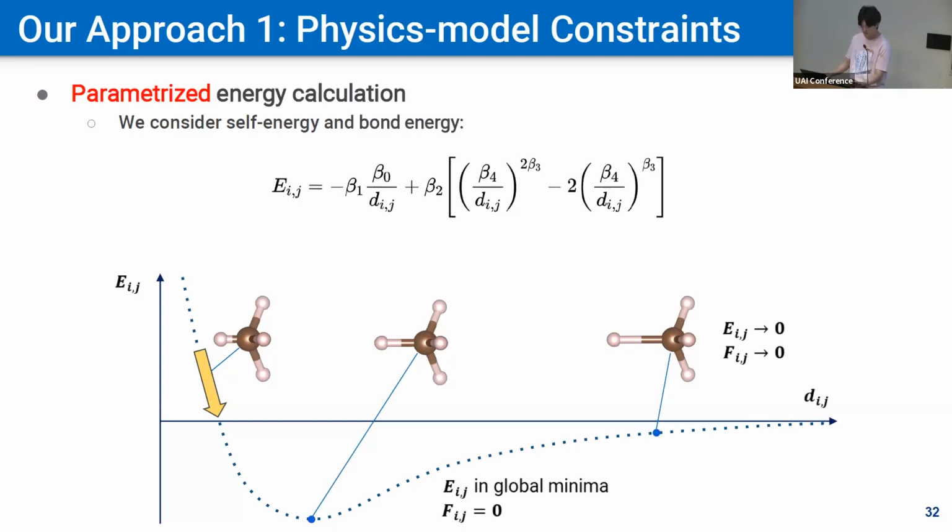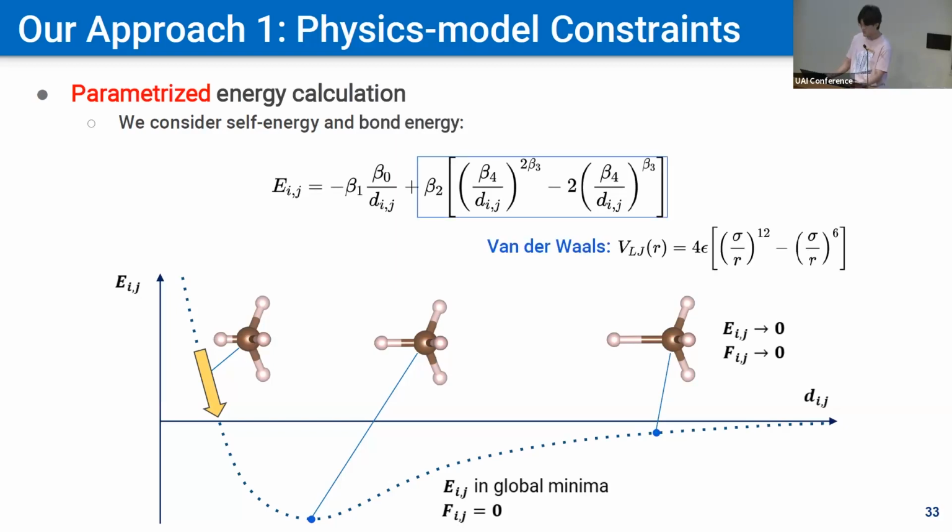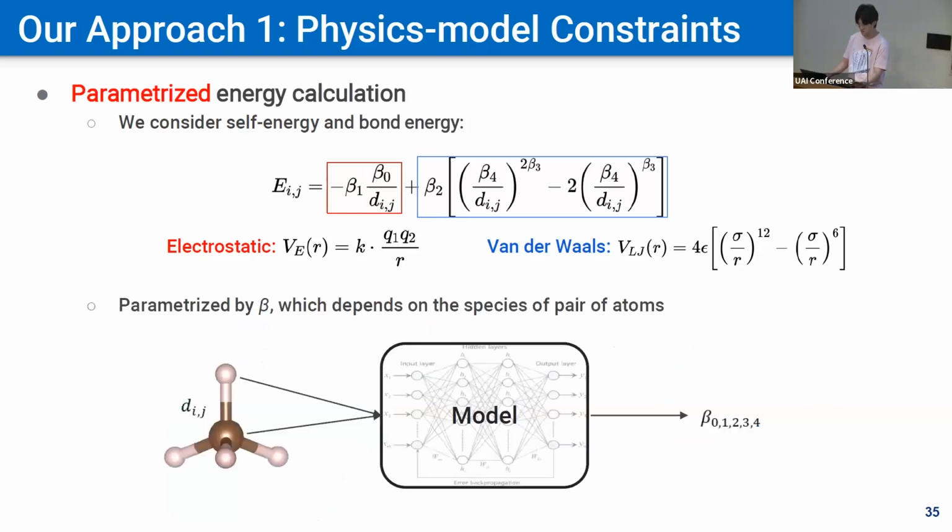So one of the simplest equations that satisfies such conditions is the Lennard-Jones potential, which primarily models the potential energy due to the van der Waals force. Further, to model the long-range interactions, we also introduced the electrostatic potential. So our model estimates the parameters represented by beta in this equation. And the betas functionally depend on the species of atoms, the species of pairs of atoms, and their distances. So by this, we could dramatically reduce the chemical space that our model has to search.